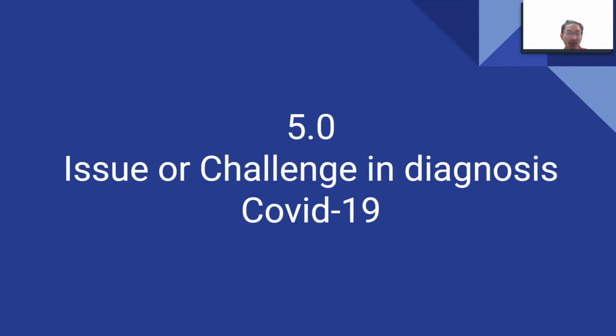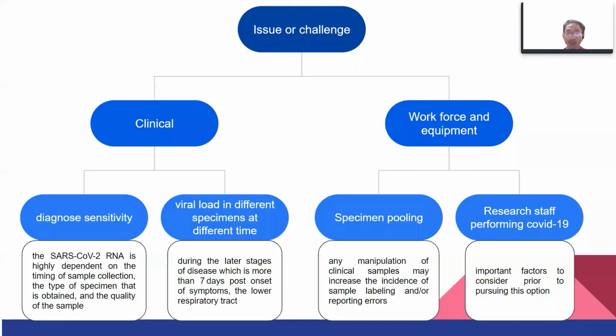So next, I will be talking about the issues or challenges in diagnosing COVID-19. There are two issues, which are the clinical issue and also the workforce and equipment issue. Under the clinical issue, there are two challenges, which are the diagnosis sensitivity and also the viral load in different specimens at different times. So for the diagnosis sensitivity, the challenge is that SARS-CoV-2 RNA detection is highly dependent on three things, which are the timing, the type of specimen, and also the quality of the sample.